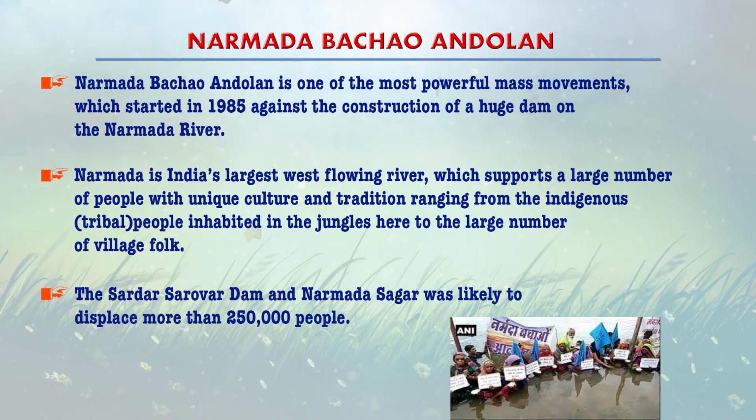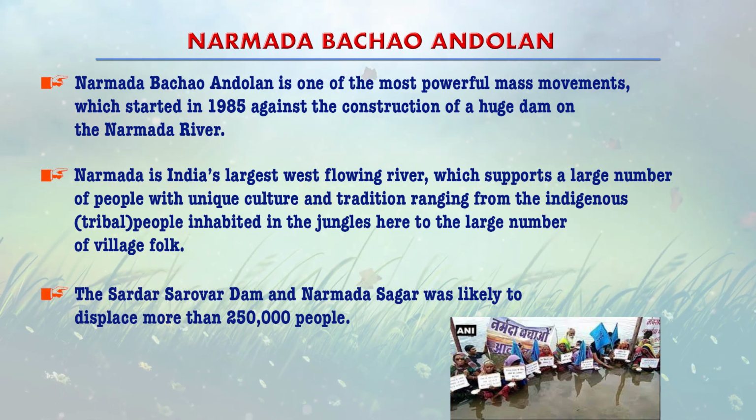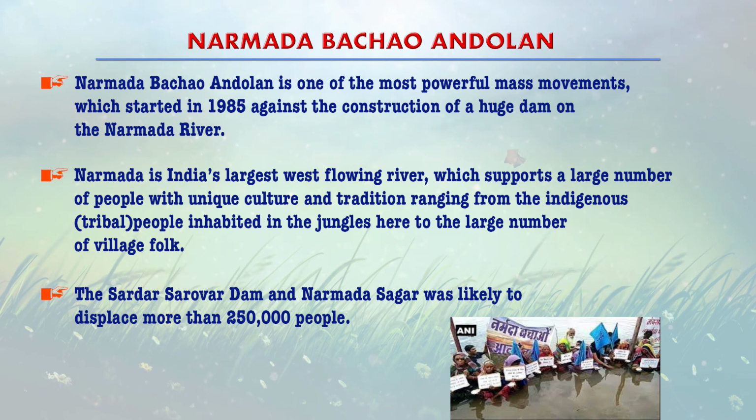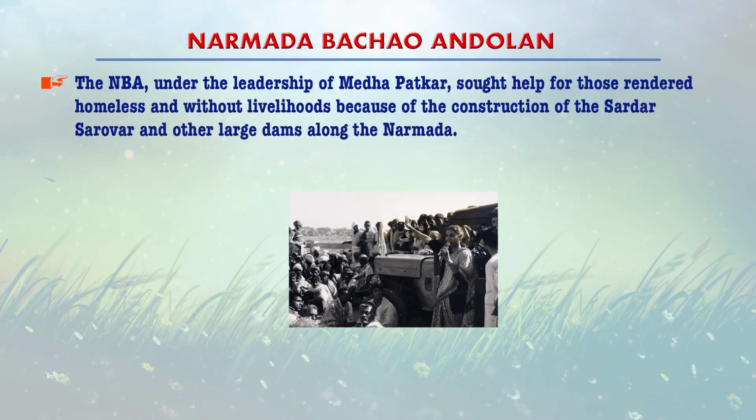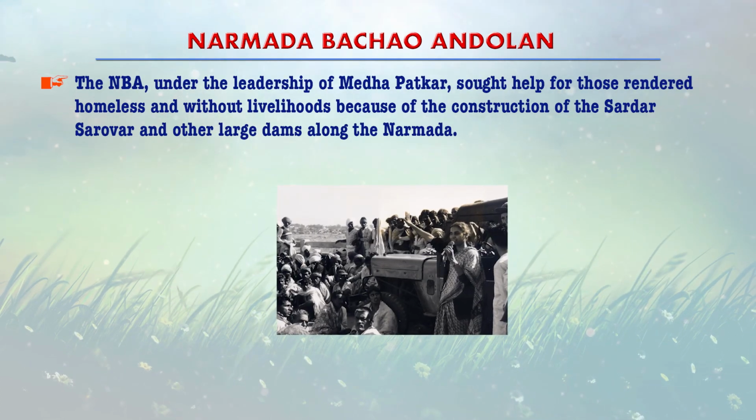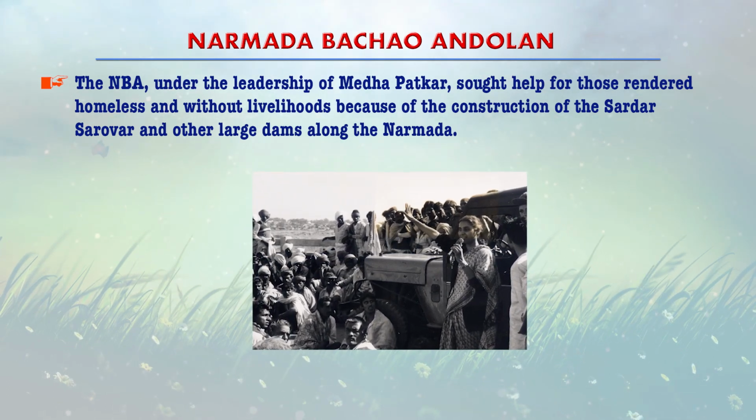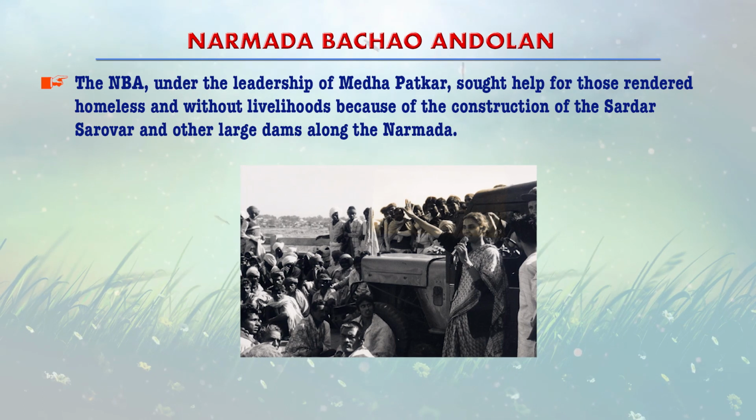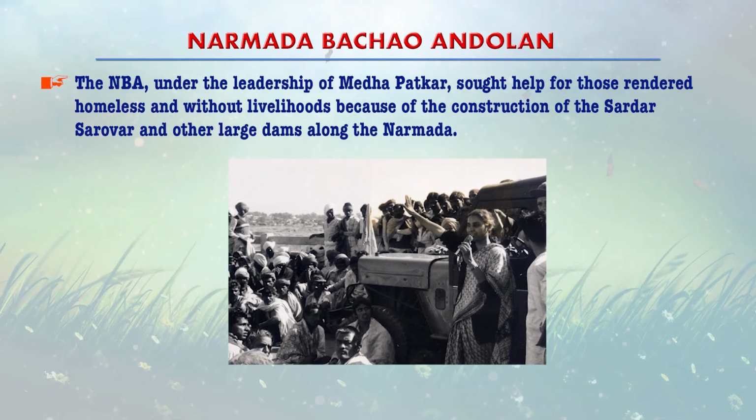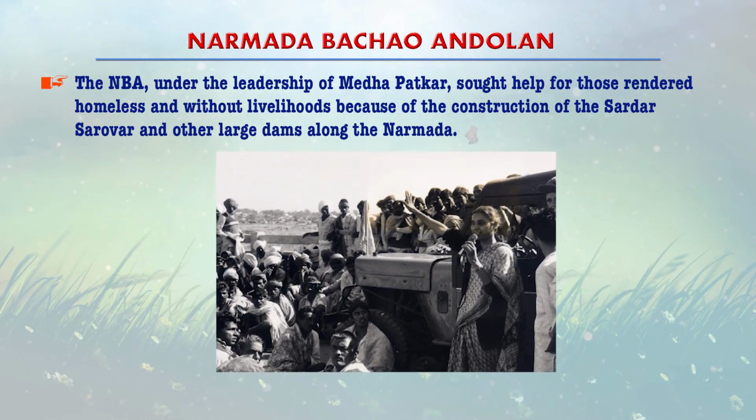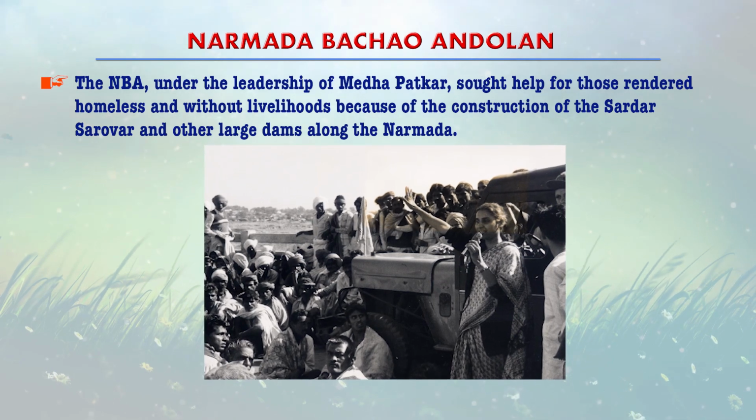The Sardar Sarovar Dam and the Narmada Sagar were likely to displace more than 250,000 people. The NBA, or the Narmada Bachao Andolan, under the leadership of Medha Patkar, sought help for those rendered homeless and without livelihoods because of the construction of the Sardar Sarovar and other large dams along the Narmada.